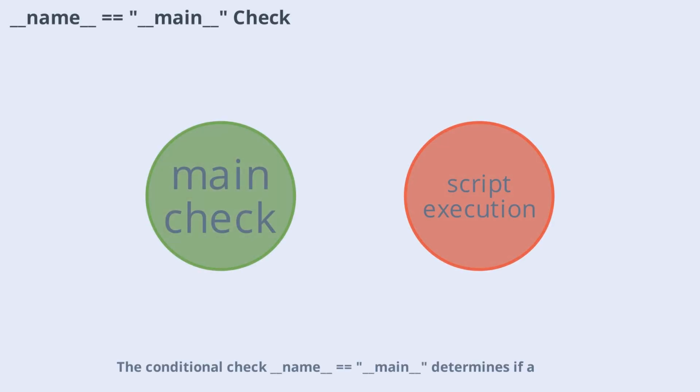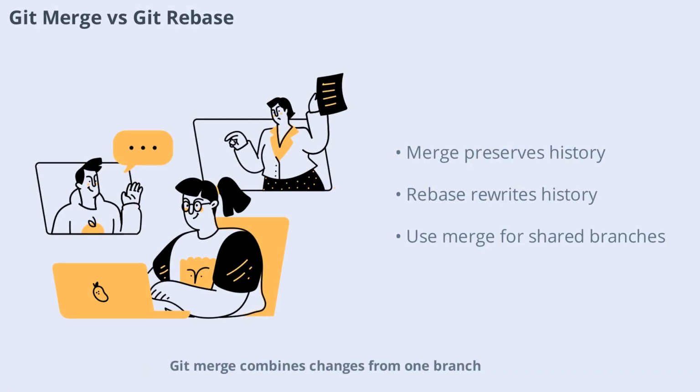The conditional check __name__ == "__main__" determines if a Python script is being run directly as the main program. If the file is imported elsewhere, code inside this block will not execute. In AI utilities modules, this allows test routines to run only when executed directly, keeping imported functions clean and focused for production use.